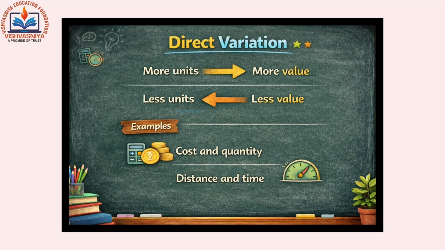In direct variation, when one quantity increases, the other quantity also increases. Similarly, when one quantity decreases, the other also decreases. For example, if the number of items increases, the total cost also increases. Another example is distance and time, when speed remains constant.